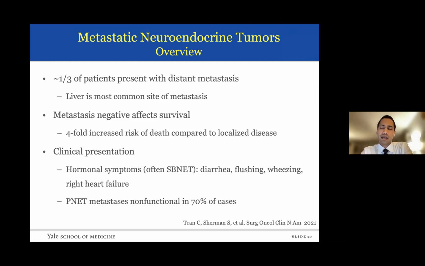Clinical presentation can include hormonal symptoms, and that's more often the case for small bowel NETs. This could be diarrhea, wheezing, and flushing, and sometimes the patient could have right-sided valvular disease, which can lead to heart failure. And pancreas neuroendocrine tumors are important. They're often non-functional in cases of metastasis.